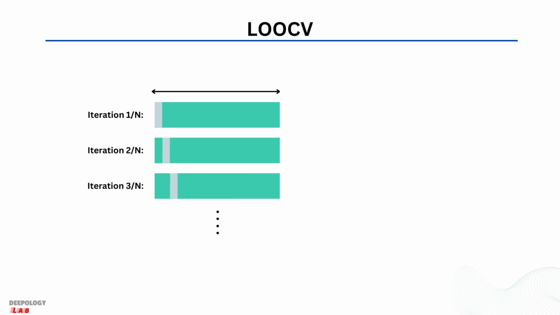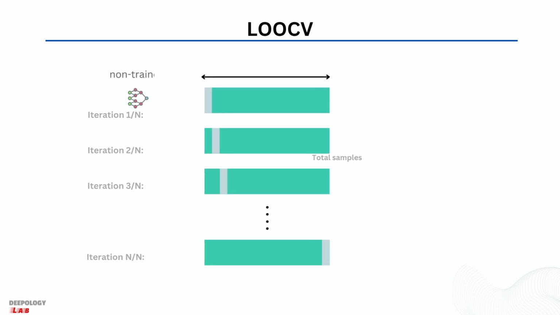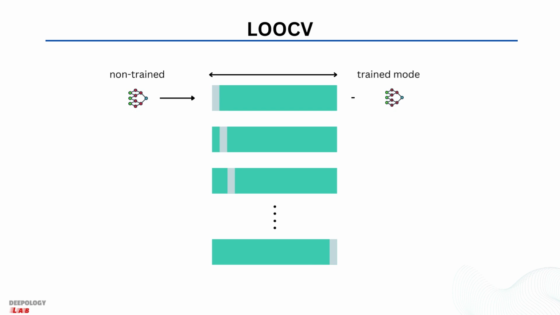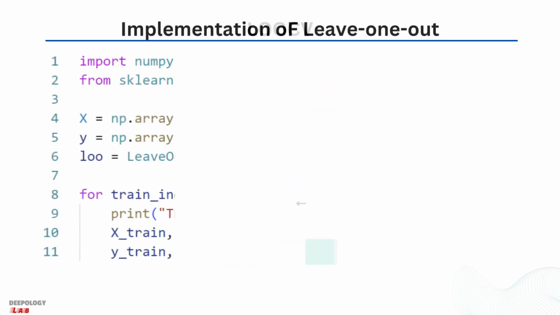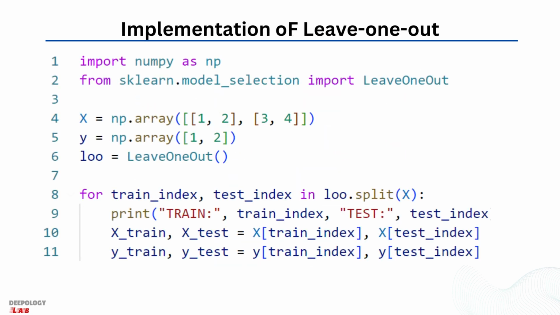Step 3. Train the model on the training set. On each iteration, a new model must be trained. Step 4. Validate on the test set. Step 5. Save the result of the validation. Step 6. Repeat steps 1 to 5 n times, as for n samples we have n different training and test sets. Step 7. To get the final score, average the results that you got on step 5. To perform leave one out cross-validation, you can use sklearn.model_selection.LeaveOneOut.